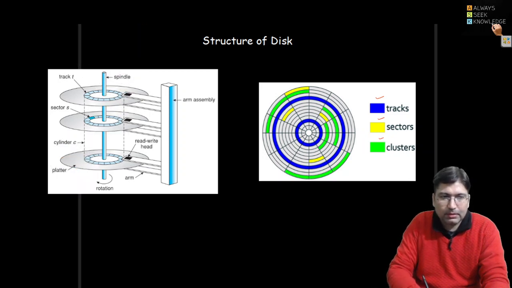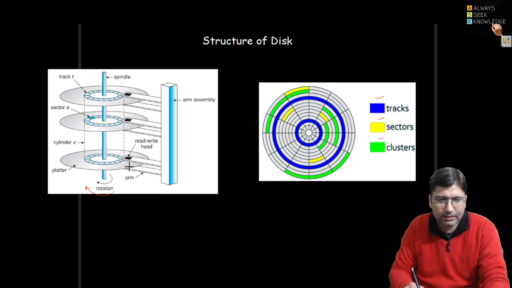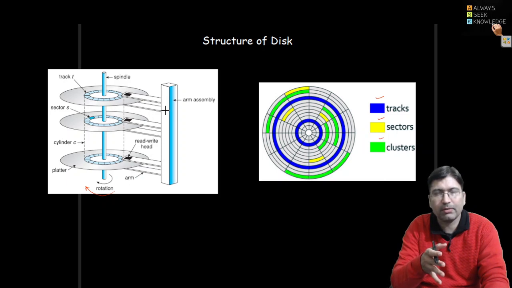Now these platters are connected to this spindle, which can rotate all these platters all together. So they can rotate, and for reading and writing there are some assemblies or devices which we consider as read-write heads, and all these read-write heads are connected with an arm assembly. This arm assembly can move back and forth. Once we try to move these read-write heads, all the read-write heads will move along.